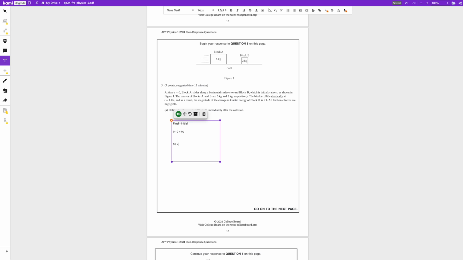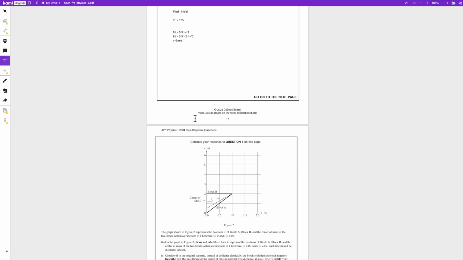So 9 joules is equal to 0.5 mv squared. 9 joules is equal to 0.5 times 2, because it's 2 kilograms, times v squared. 0.5 times 2 is 1, so we just get v squared is equal to 9, and we get v is equal to 3 meters per second. That's the speed of block B immediately after the collision. Now remember, you don't have to say direction or anything because it's speed, not velocity.